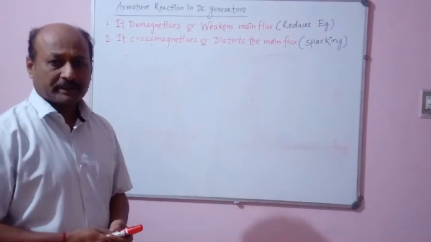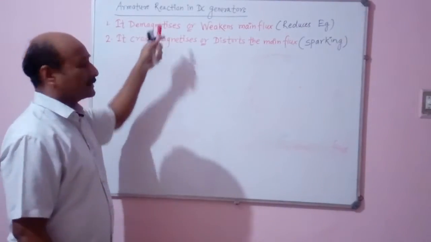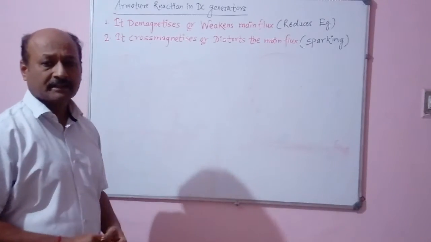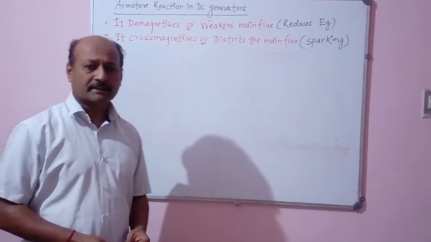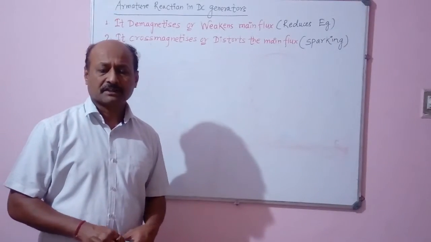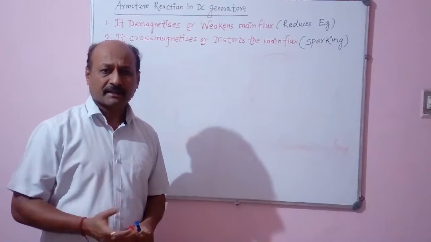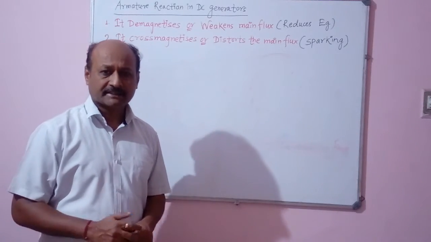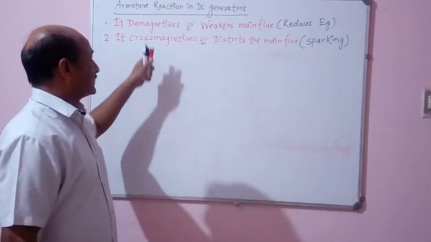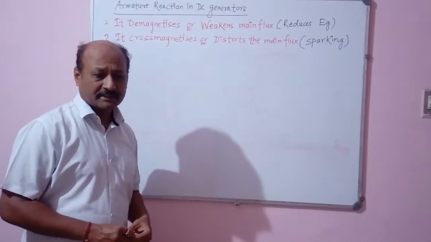So today's topic is the armature reaction in DC generator. You have studied the DC generator. What is that? The machine which converts the mechanical energy into the DC electrical energy is called a DC generator. In this DC generator, we have to study the armature reaction.